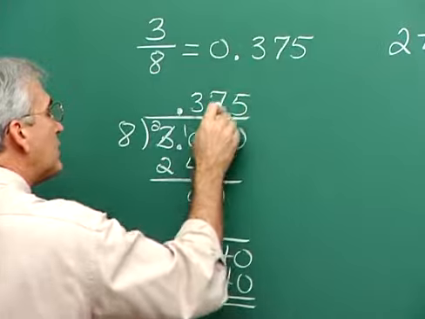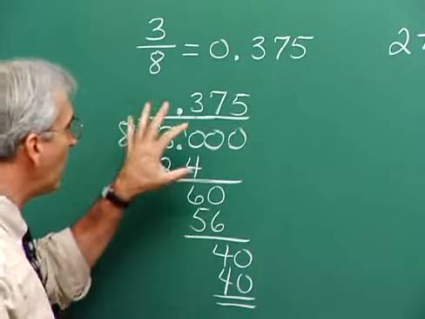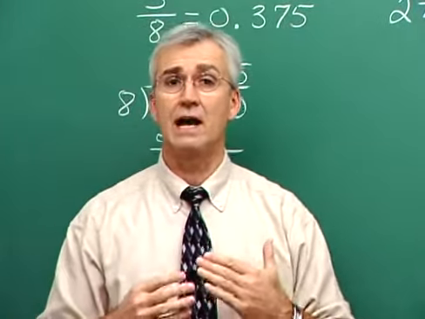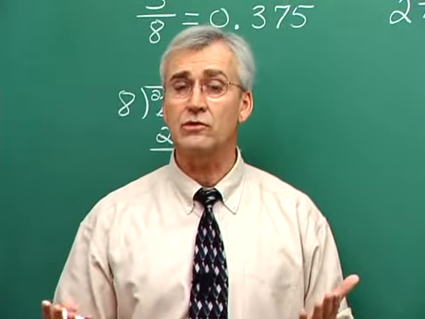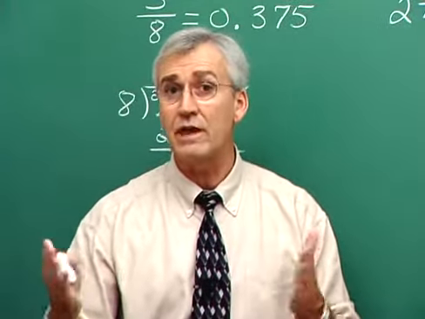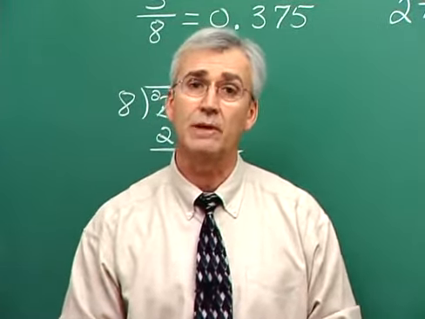Now the division goes evenly, as I say, and it's not always the case that that happens. And when it doesn't happen, we just have to decide on a degree of accuracy that we're interested in and carry our division just one digit farther than that degree of accuracy, as we talked about before.